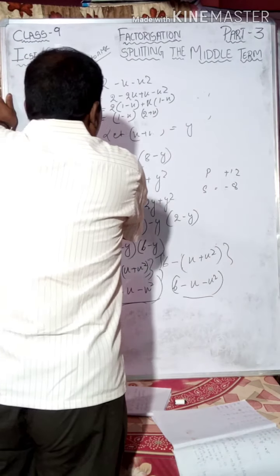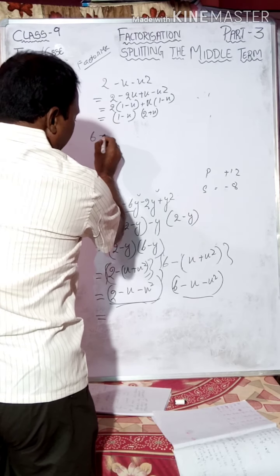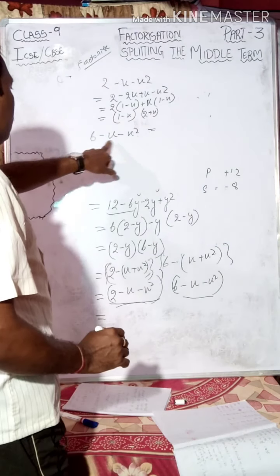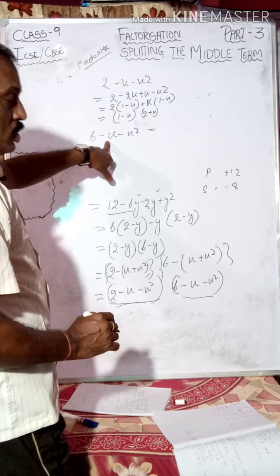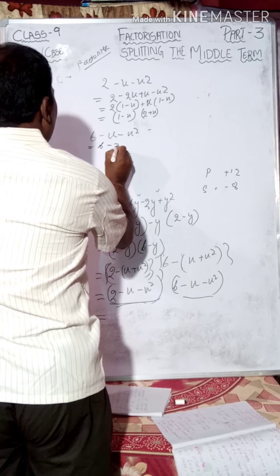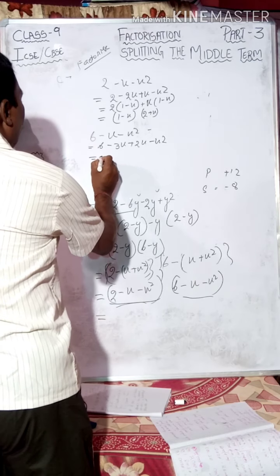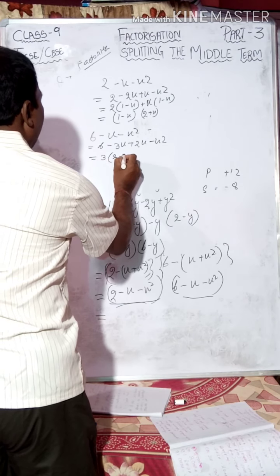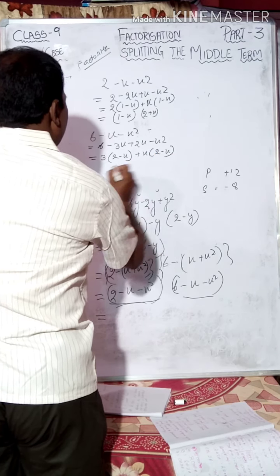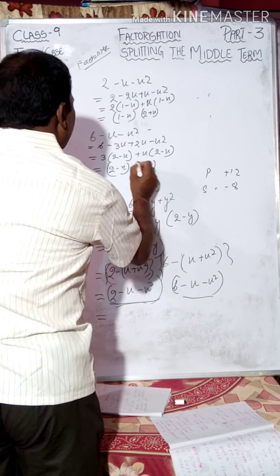Then factorize these things, 6 minus x minus x square, that is equal to the product 6 and the sum will be 1. So that is equal to 6 minus 3x plus 2x minus x square, that is equal to, take 3 as common, 2 minus x, plus x will be common, 2 minus x, that is equal to 2 minus x total common, 3 plus x remaining.